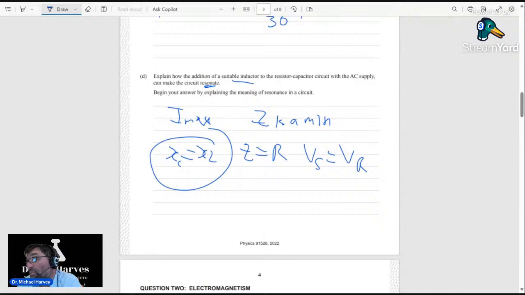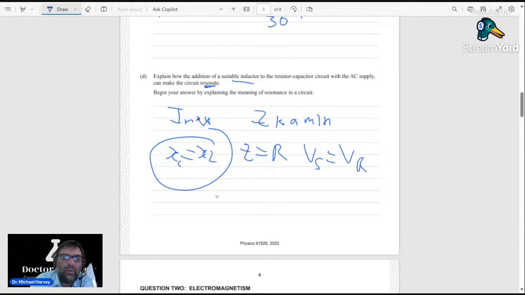Because you've also got resonance possibly in mechanics as well, as a possible question. So an inductor whose reactance is the same as that of the capacitor should be added into the circuit, because that way XL will equal XC. There we go. If you have all those points, that's your excellence point.